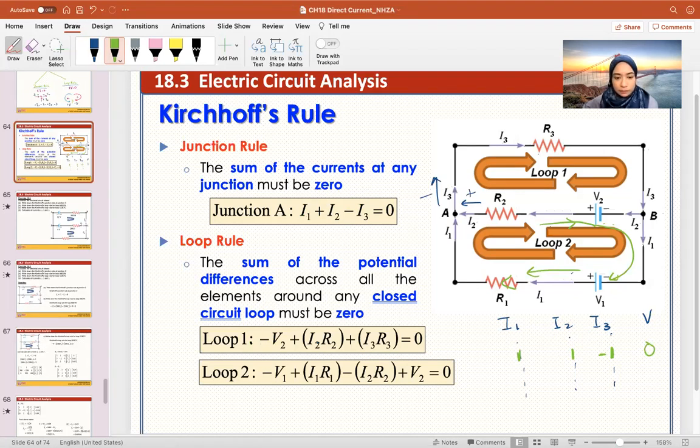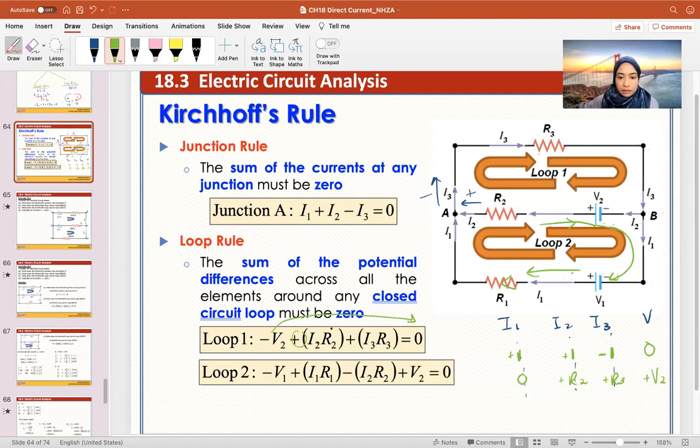And then equation number 2, which is from loop 1. Remember, we are talking about I1, I2, and I3 first. So I1 is not here, so I will put a 0 over here. My I2 is R2, positive sign. And then my I3 is R3, positive sign. What about the voltage? If I move it to the other side, it will become positive V2. So this becomes positive V2.